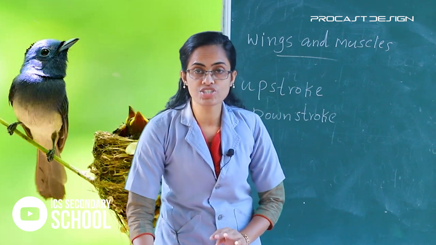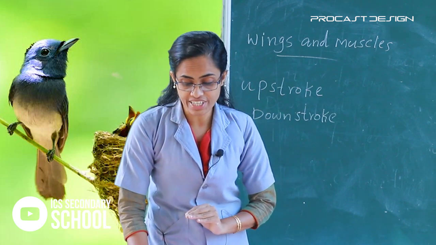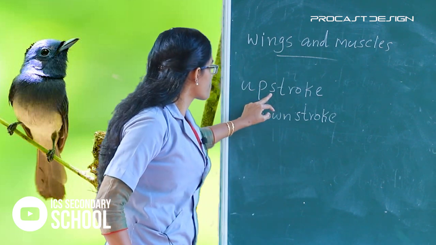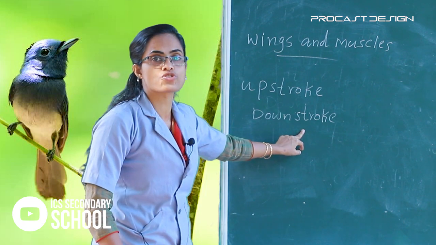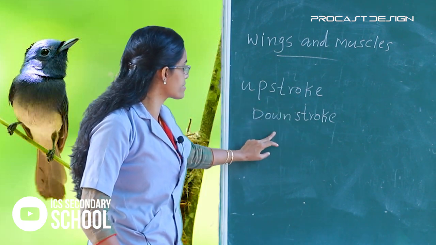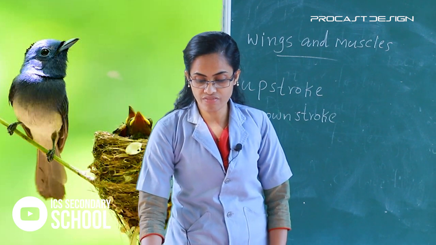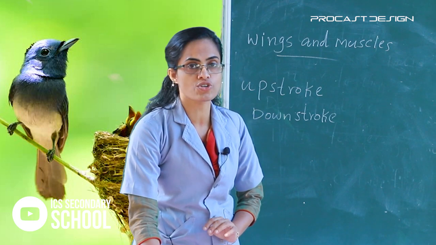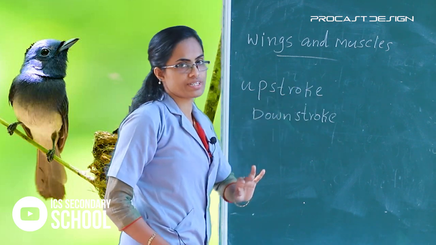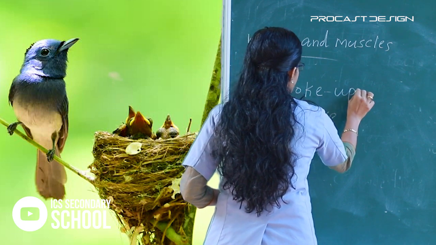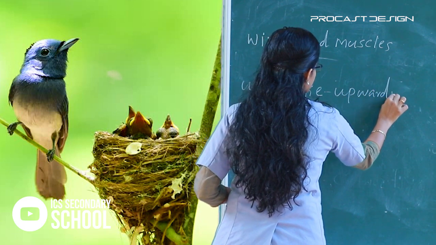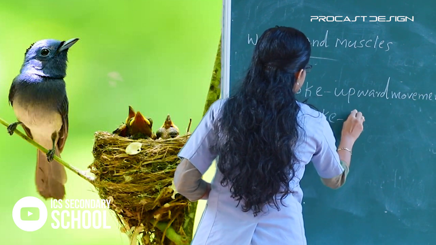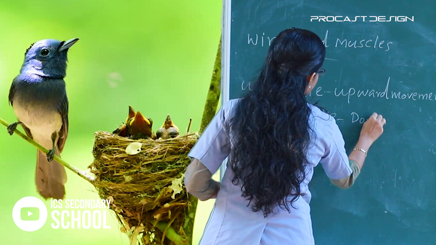Listen here, birds use their wings for two types of movements: upstroke movement and downstroke movement. Then what is upstroke and what is downstroke? The upward movement and the downward movement.